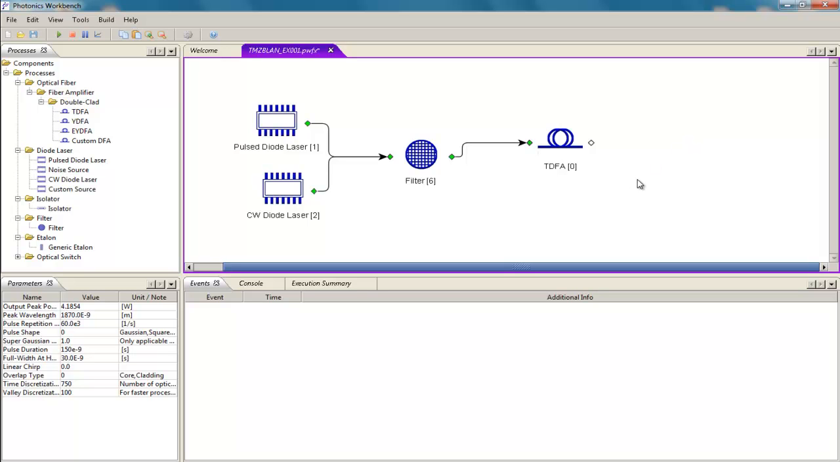Recall that the pulse diode laser was selected as the primary. Let us take a closer look at this particular component.